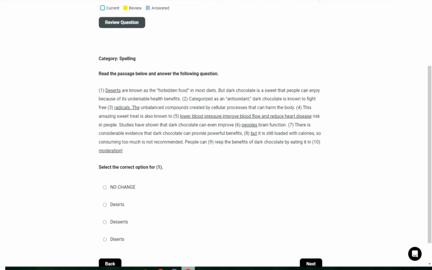There is considerable evidence that dark chocolate can provide powerful benefits, but it is still loaded with calories, so consuming too much is not recommended. People can reap the benefits of dark chocolate by eating it in moderation. Alright, so why don't you guys see what you get for number one.